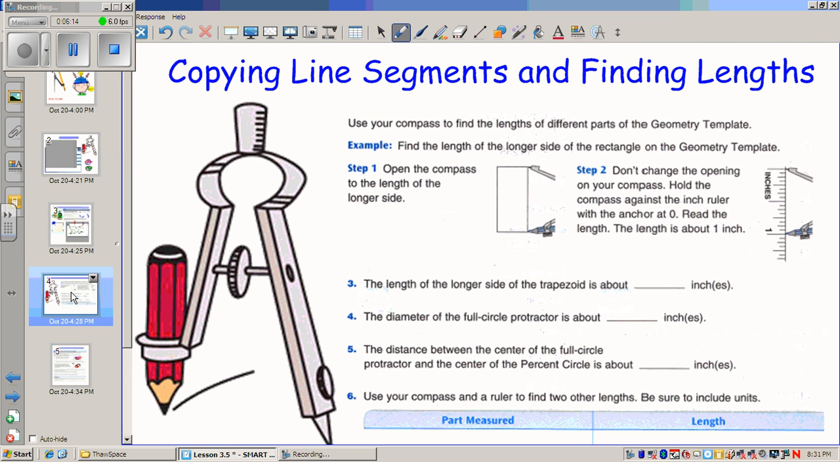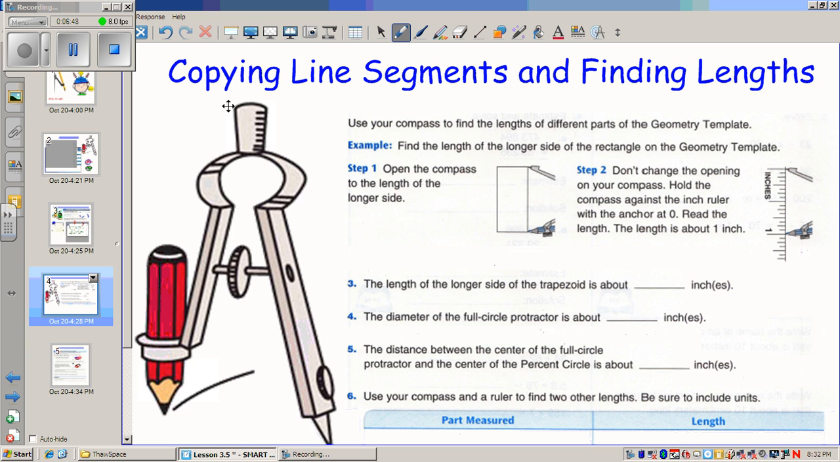So it says copying line segments and finding lengths. One thing that we are going to practice is measuring and using our geometry templates, our blue templates. And we're going to find the length of the longer side of a rectangle on our geometry template. What they did is it says open the compass to the length of the longer side. They have the anchor, the little anchor right here, up there. And then they have the pencil down here. And it says don't change the opening of the compass. Hold the compass against the ruler, and then it measures about 1 inch.